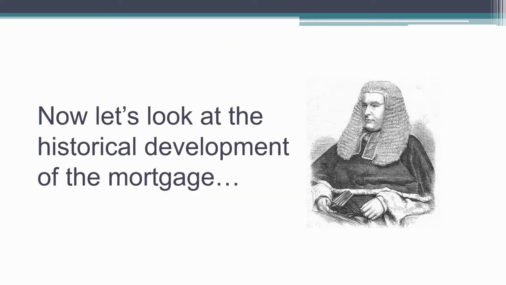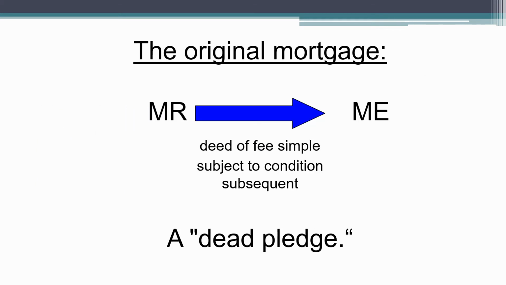Much of the terminology that we use in modern mortgage law is a result of the historical development of the mortgage in England. So we're going to take a closer look at that development now. If we go back to the late 1500s and look at the original form of the mortgage as it developed in England, in those early days the mortgage was actually a deed, but it wasn't a deed of a fee simple absolute. Instead, it was a deed of a fee simple subject to conditions subsequent. And the condition subsequent was the mortgagor's paying off the debt or loan that was owed to the mortgagee.